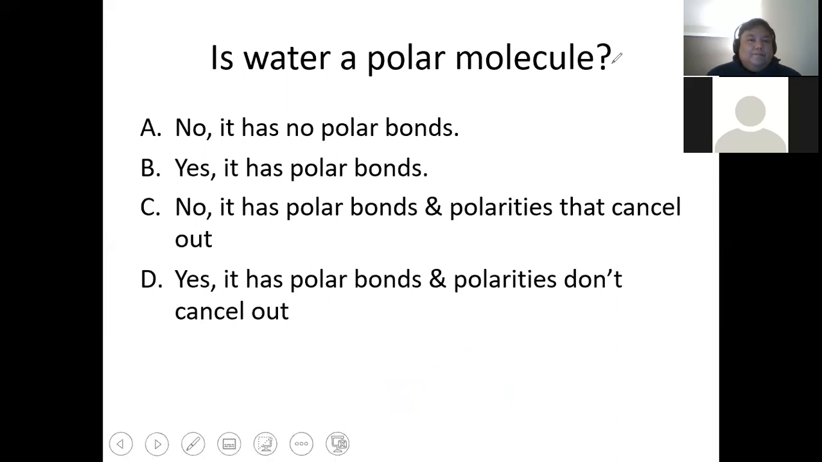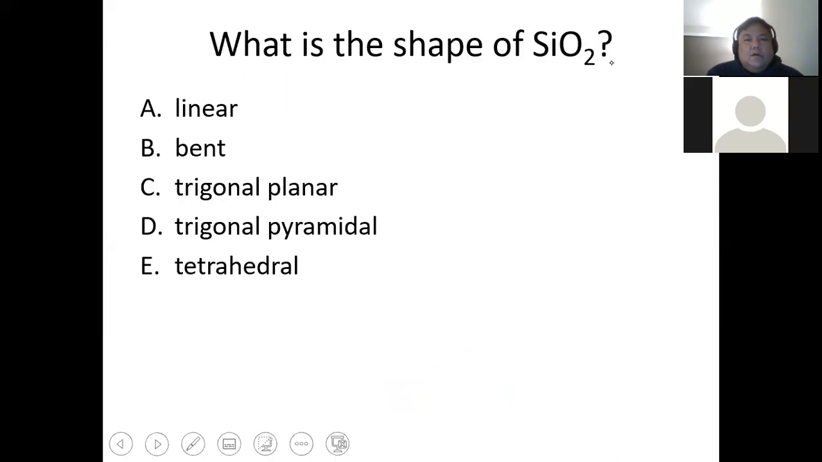All right. What is the shape of SiO2? What is the shape of SiO2? Anyone know? Before I draw it in a few seconds. I'm going to say C, all right? We've got a bent again.